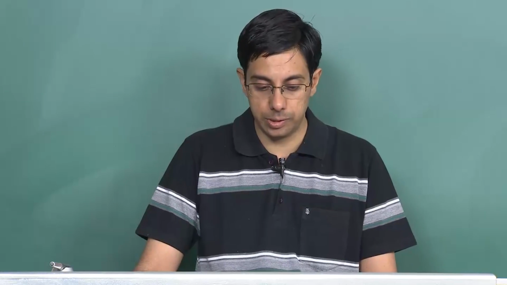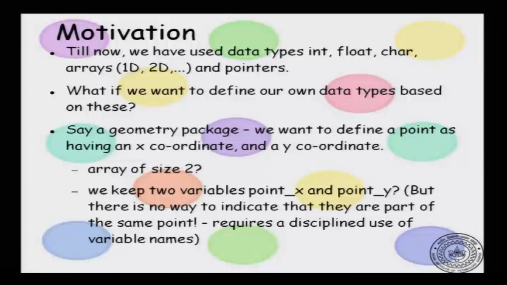Another way is to keep two variables, point underscore x and point underscore y, and these are the x coordinate and the y coordinate of a single point. This is another way to do it. But in both these solutions, there is no way to indicate that these two are intended to be the x coordinate and the y coordinate of the same point. The programmer has to impose considerable discipline in coding in order to maintain this meaning. So, is there a more natural way to do it in C?